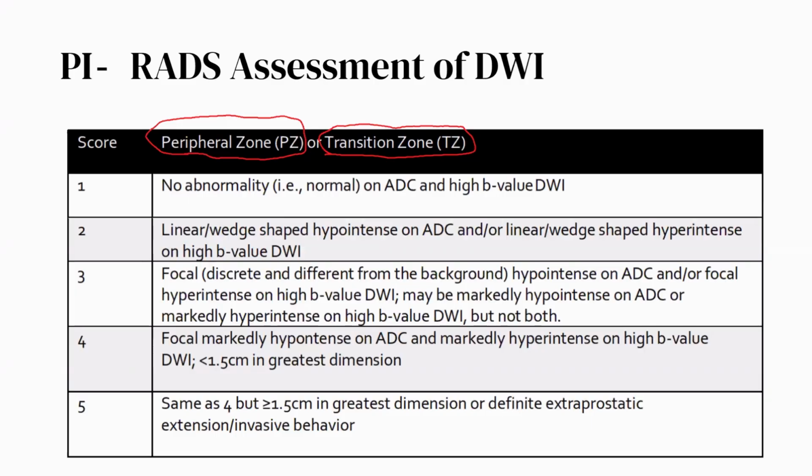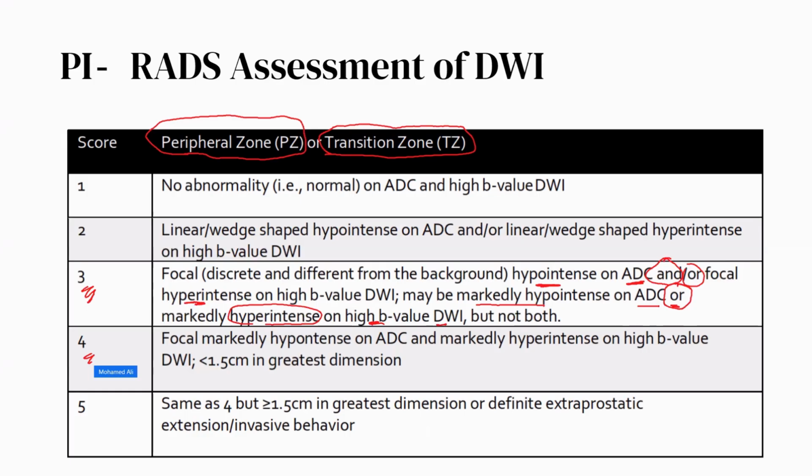But I would like to highlight that score 3 is markedly hypointense on ADC or, take care, or not, and markedly hyperintense signal on the high b-value diffusion weighted image, not both. Another possibility is that if we have a focal area of hypointensity on ADC and/or focal hyperintensity, so it is not markedly hypointense, not markedly hyperintense signal. This one can be and/or.